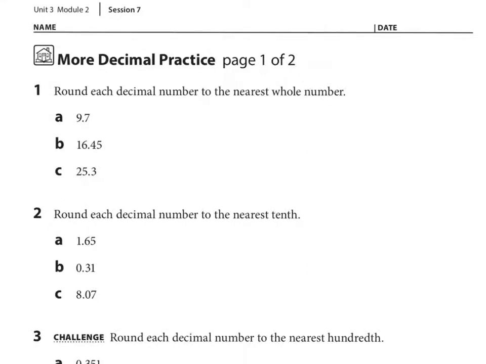Hi students, today we're going to go over Unit 3, Module 2, Session 7, More Decimal Practice. It says in number 1, round each decimal number to the nearest whole number.